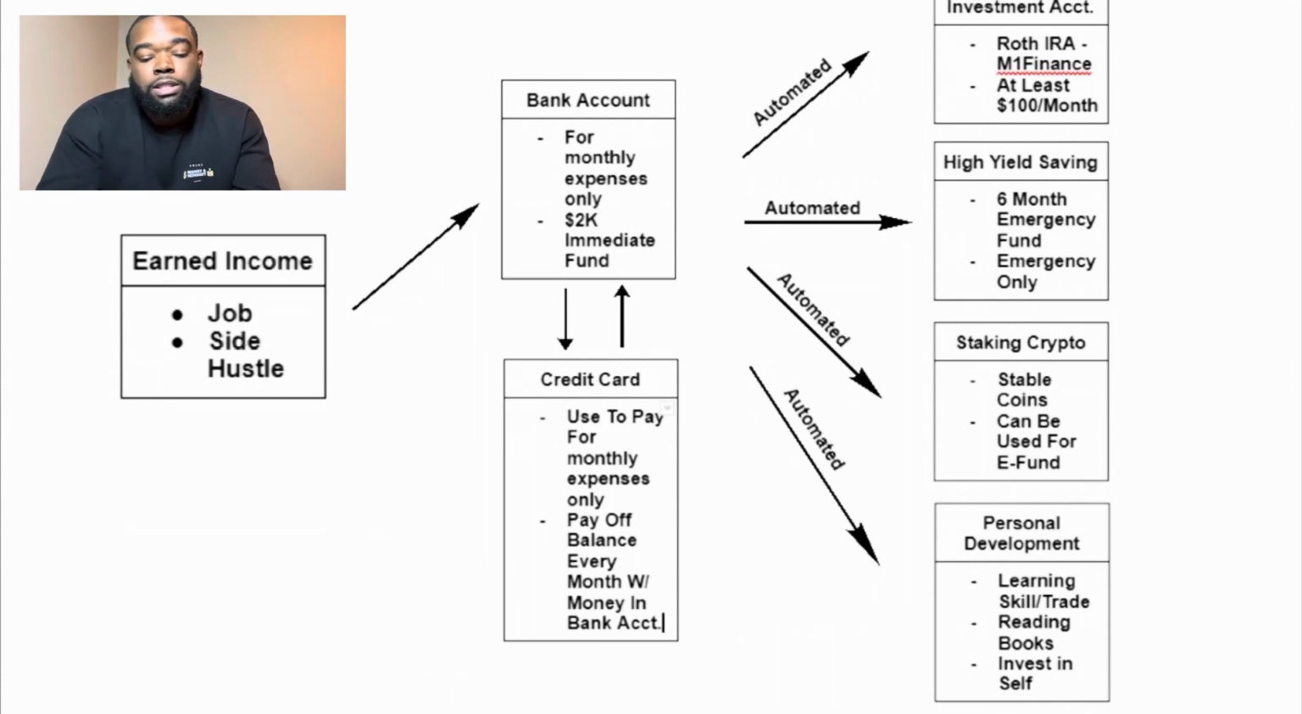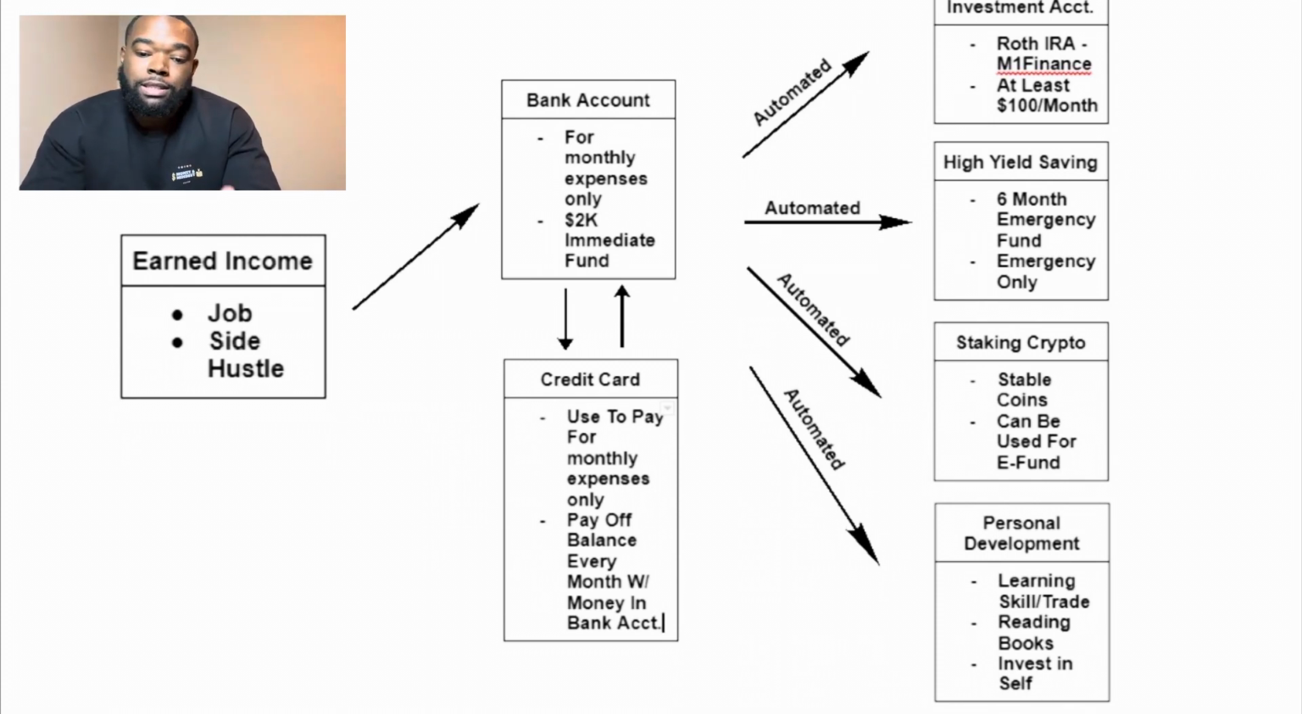So if you're looking over here to the left where it says earn income, you're making money from a job, a side hustle, or a business. What's happening here is that money that we make is going to be sent to our bank account through direct deposit, distributions from your business, or just money that you make from your side hustle. Inside this bank account, we're going to put our money in 2 places.